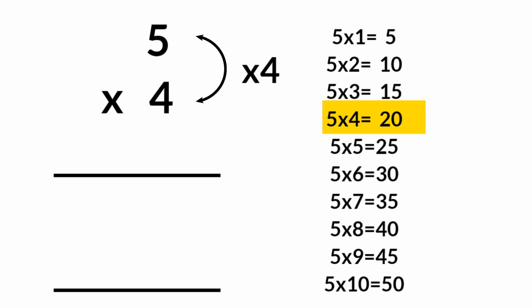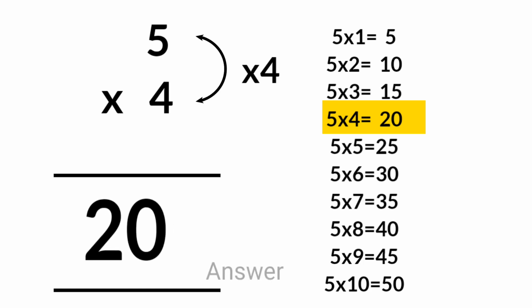So 5 multiplied by 4 is equal to 20. 20 is the correct answer.